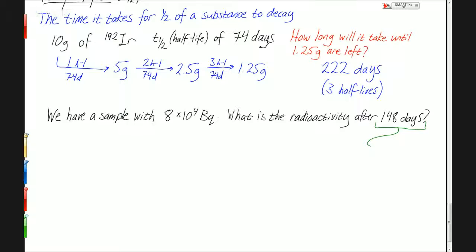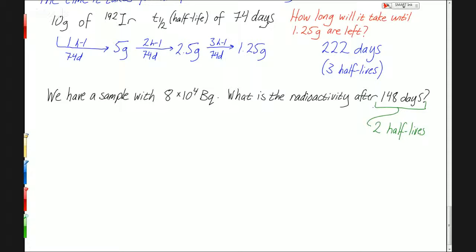Did we find it? It's just 2. Each half-life is 74 days, so 2 of them is 148 days. So that's 2. Each half-life for this compound is 74 days, so 148 days is 2 of those 74-day periods. 2 half-lives. So that means we need to cut that amount in half twice. It cuts in half once for the first half-life, and then again for the second half-life. We're not dividing by 2, we're cutting in half twice.